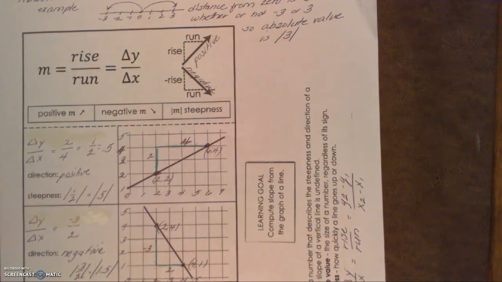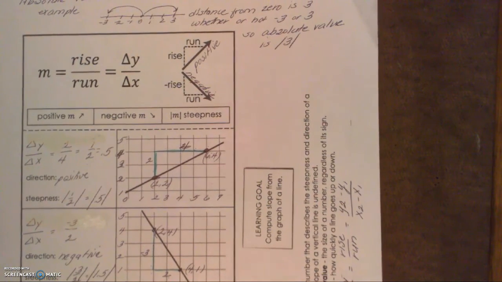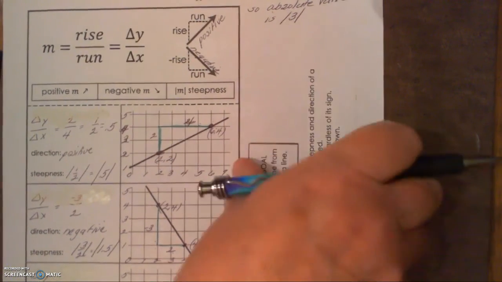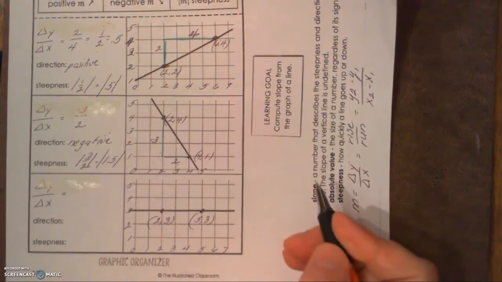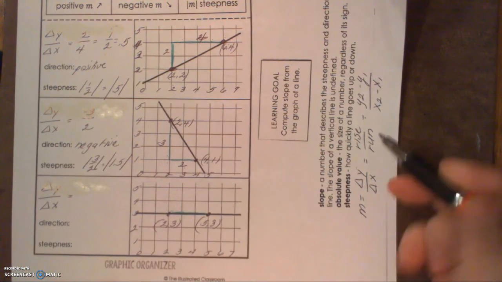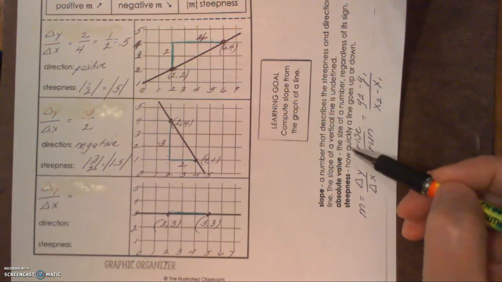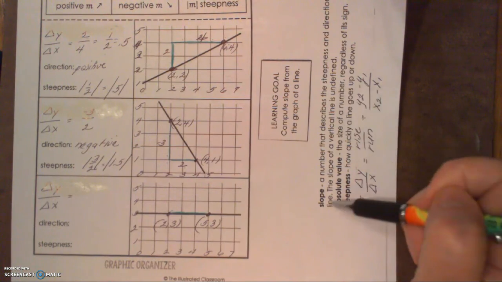Now, we have the next line, and this will be 2, 3, or we can do 5, 3. Now, this is a vertical line, and a vertical line is undefined. So we have this in our notes over here. The vertical line is undefined.